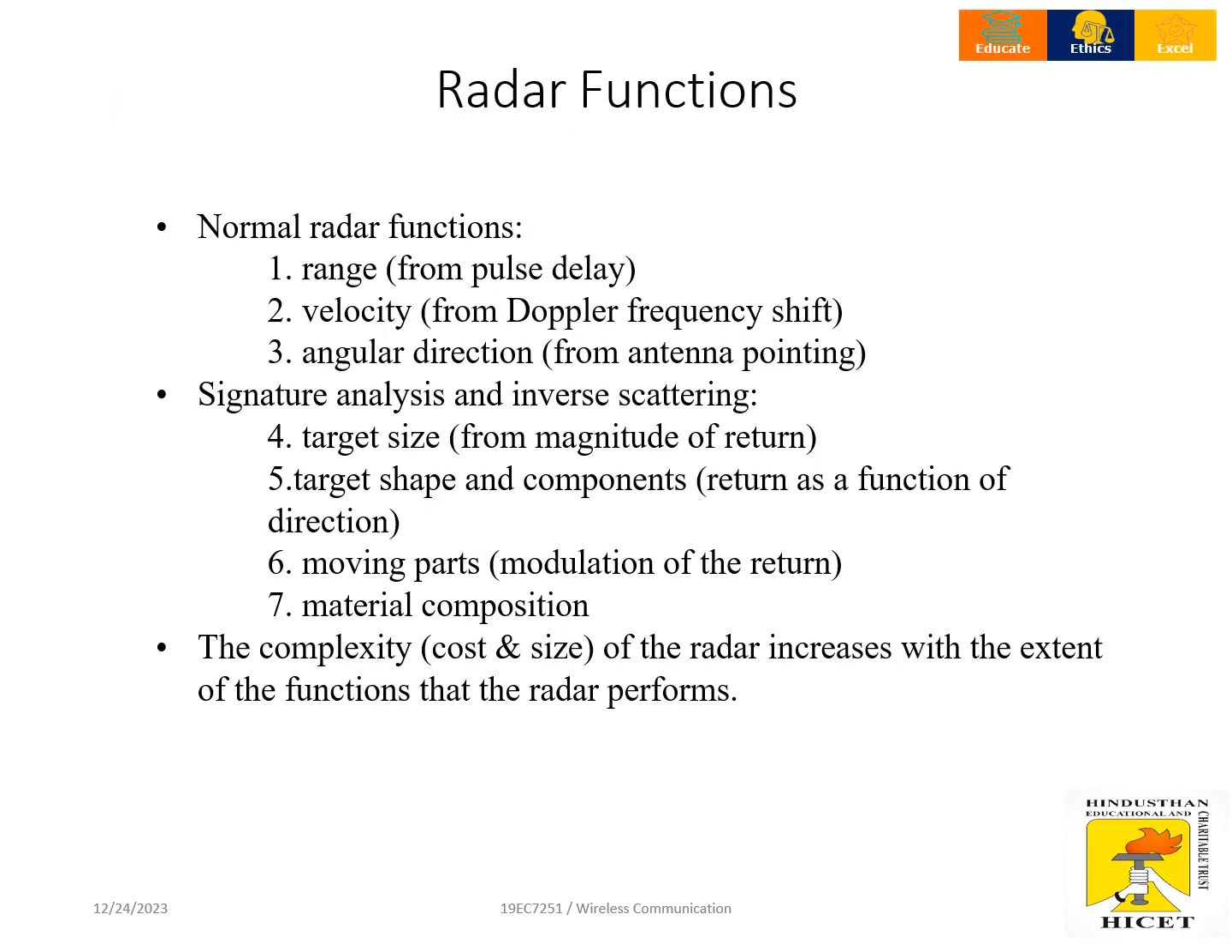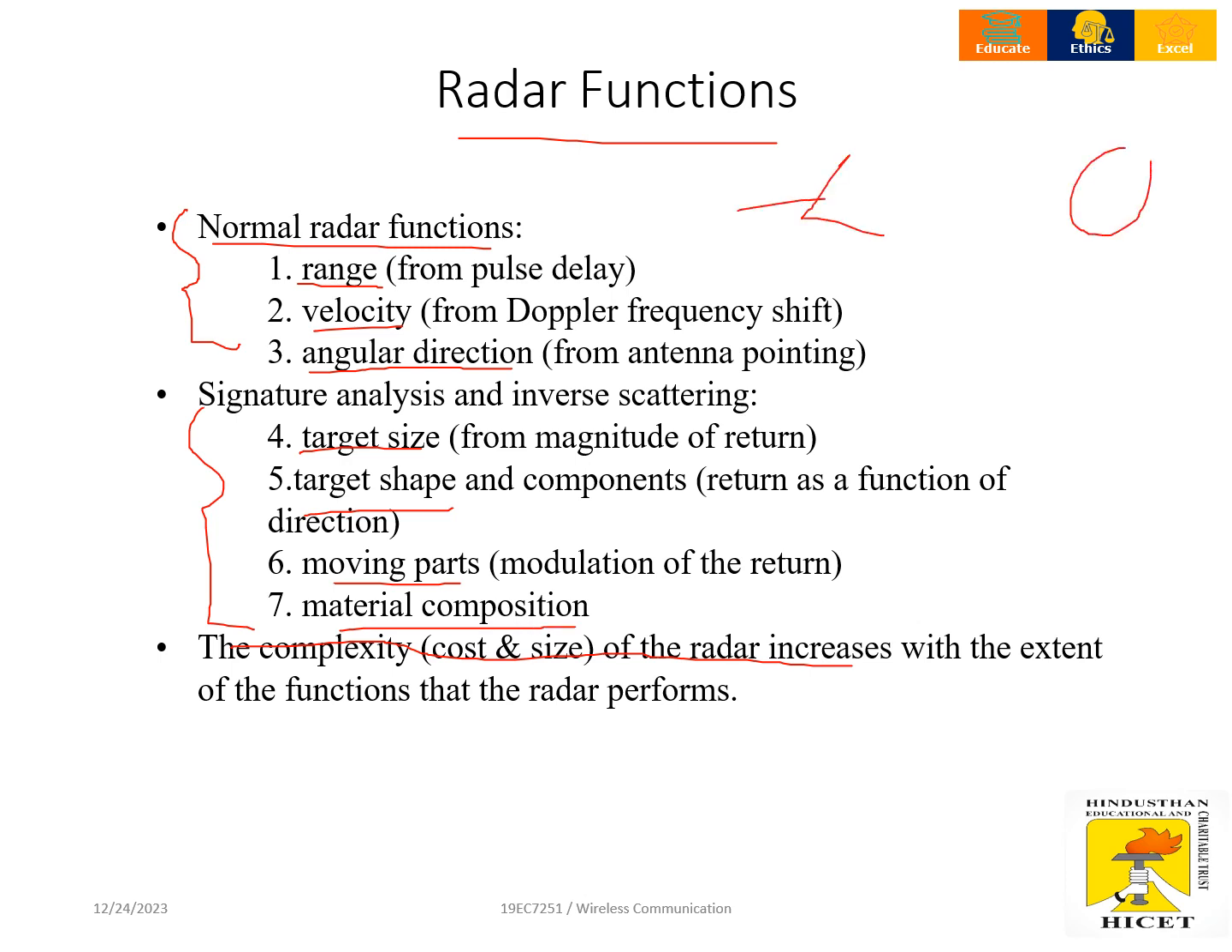Next, radar function. Based on the function, the complexity, that is cost and size of radar, increases. The normal radar functions are to find the distance, speed, and the angular direction. The next level is signature analysis and inverse scattering. That consists of parameters like target size, target shape, moving parts, and material composition. For example, this is your transmitting antenna, and this is the target. If I want to find the distance, the velocity and the angular direction, it comes under normal radar function.